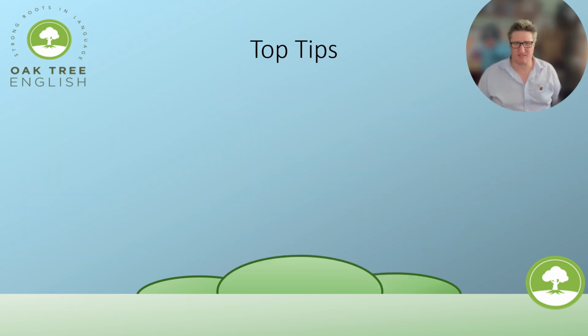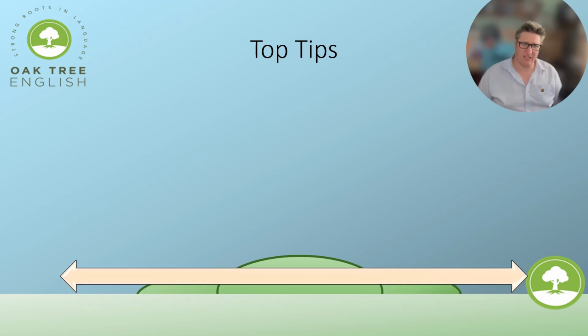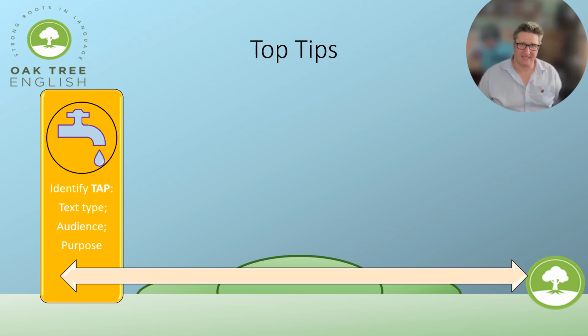Finally, here are some top tips from people in the know. Firstly, identify your TAP. That is text type. Is it an article, a speech, a letter? Audience. Are you writing to your peers or peers in the House of Lords? And purpose. Is your text supposed to be descriptive or persuasive or instructive? These things will inform your style and tone. So be clear on your TAP before you start.